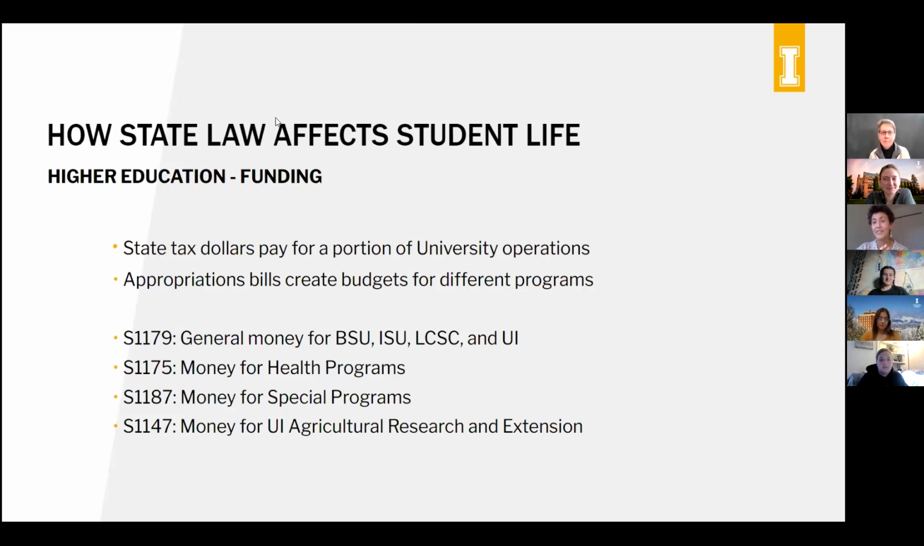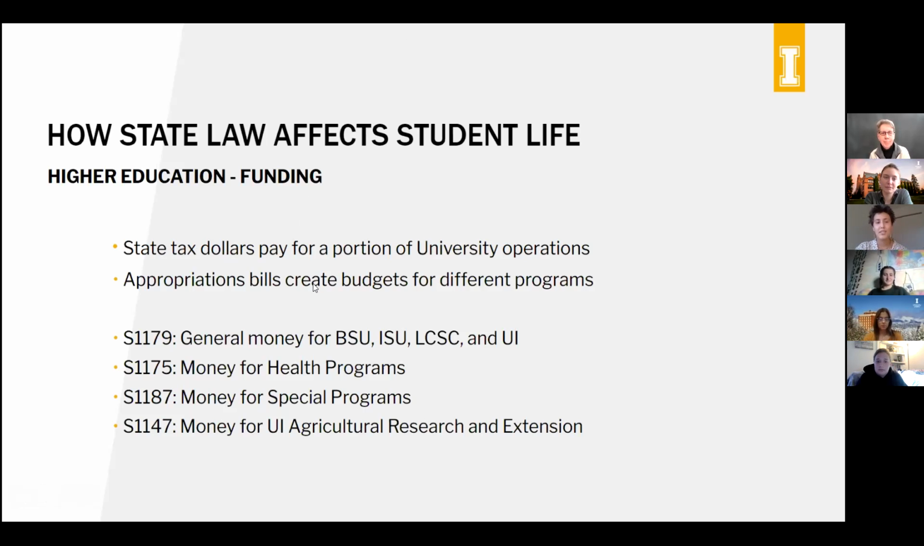So first off, for higher education funding, we obviously pay for some of our university operations with tuition and fees, but state tax dollars also pay for a portion of university operations. And this is especially apparent because the University of Idaho is the land-grant university of the state of Idaho. The legislature gives funding to different programs throughout the state through appropriations bills that come out of the Joint Finance Committee.